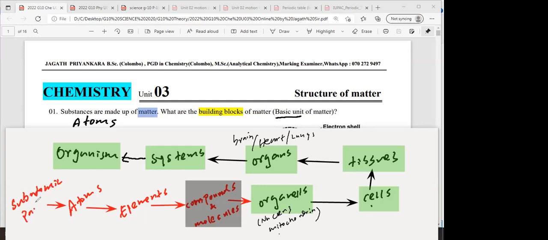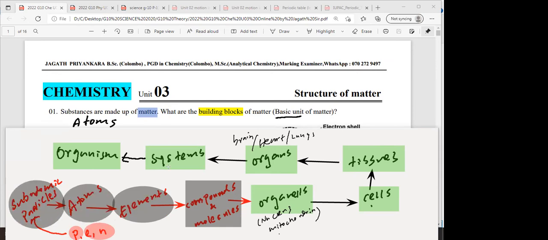What are the subatomic particles here? Proton, electron and neutron. I put P for proton, E for electron, N for neutron, like that. So this red part, we are actually going to discuss under chemistry: elements, atoms, subatomic particles, compounds and all.